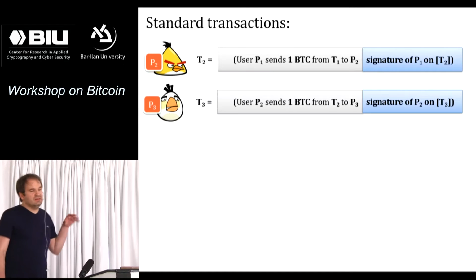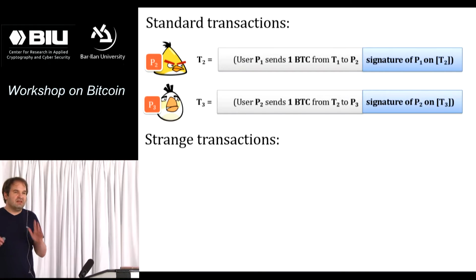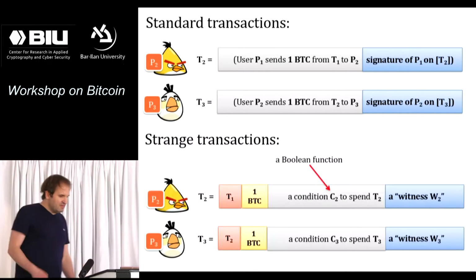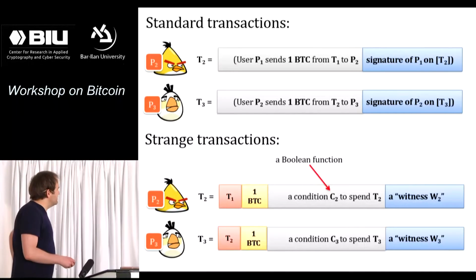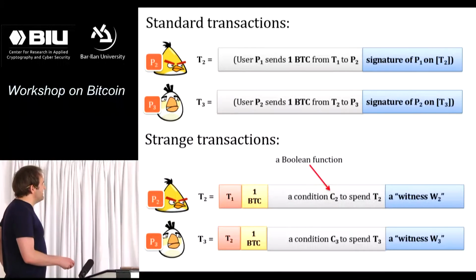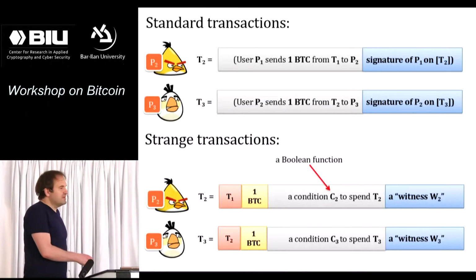In particular, standard transactions are a simple case of general transactions. General transactions look like this. Before we had these two users, P2, P3. Now we have the same thing, but the transaction looks like this. We need these fields here, like the transaction that is spent, this is T1, right? And the value. So this is basically information about which transaction is spent and what is the value.